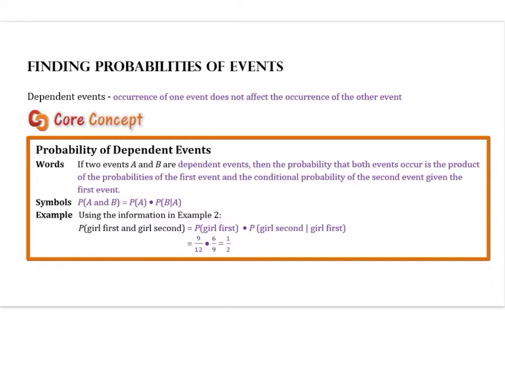So we want the product of the probability of event A times the conditional probability of the second event given the first event, is how you read this notation here. All right, so looking at our example 2, the girl first and then the girl second. If we multiply the probability that the girl's first, which is 9/12, times the probability that the girl's second, given that the girl is first, which is 6 out of 9, simplifies to 1/2. So our dependent event probability is 1/2.